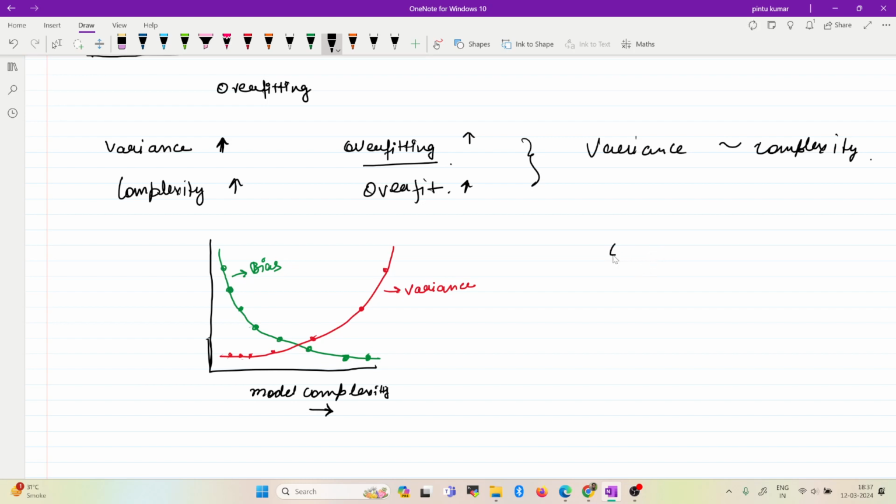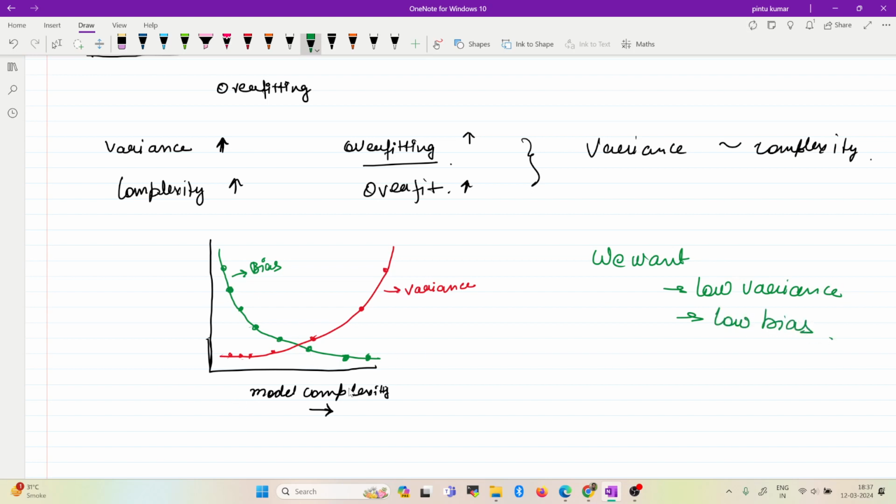That's what we want, so let me use another color pen. We want low variance, and also we want to fit well to the data. So we don't want the bias to be high. Our desire is also that we should have low bias.